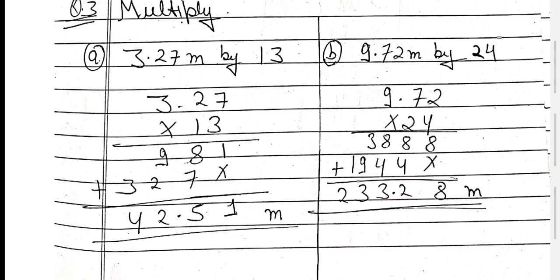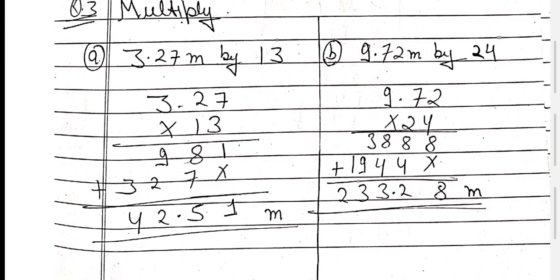Now when you add you will get 8, 8 plus 4 is 12, write 2 carry 1, 12 and 1 is 13, write 3 carry 1, 9 and 1 is 10, 3 plus 13, write 3 carry 1, 8 becomes 2.